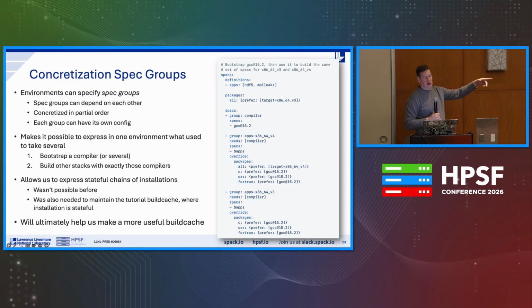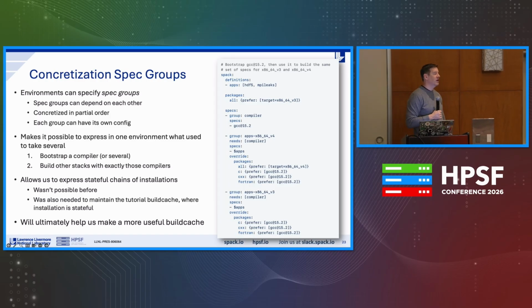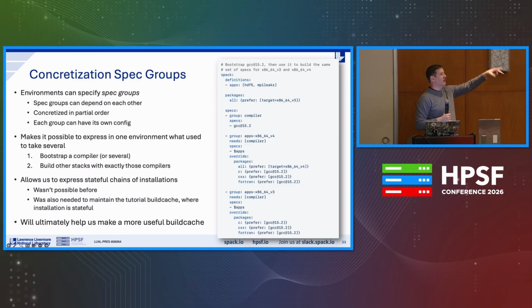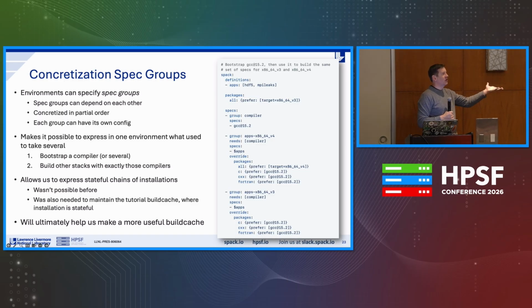So in the example over there, you can see that there's a compiler group where you build GCC, and then there's two groups beyond that that have different microarchitectures. One's for x86_64_v4, one's for x86_64_v3. It's basically saying take the compiler, use it for both of those two other groups to build them, and then you've got a definition at the top that says build the same set of apps in both of those groups. So it's very easy to express stuff like this, where before this would have taken a couple different environments to do. And Spack's going to build the compiler first, and then build the two things that depend on it separately in their own concretizations. And this enables us to express stateful series of concretizations with potentially reusing packages and things like that.